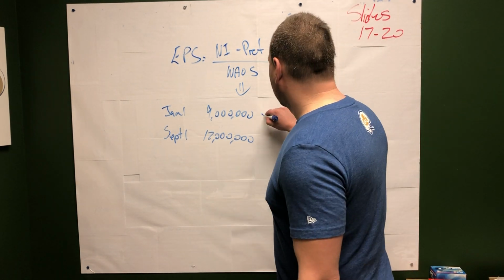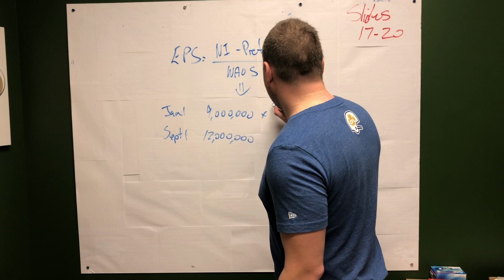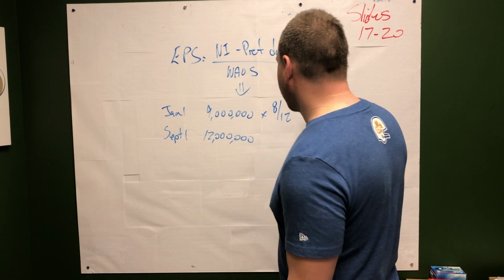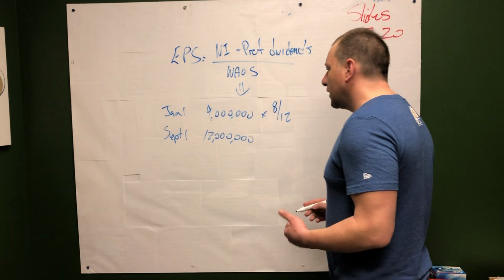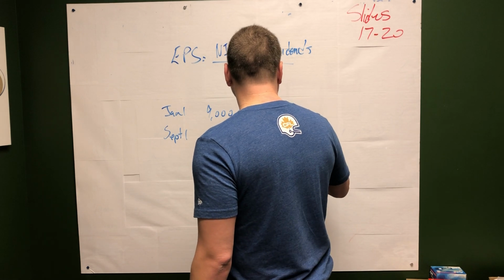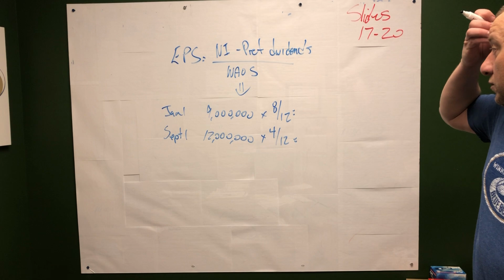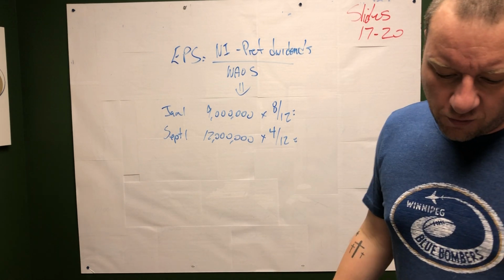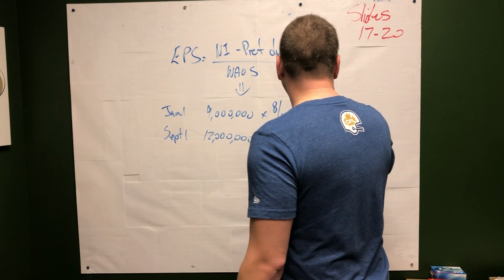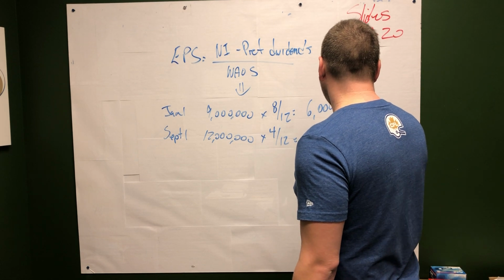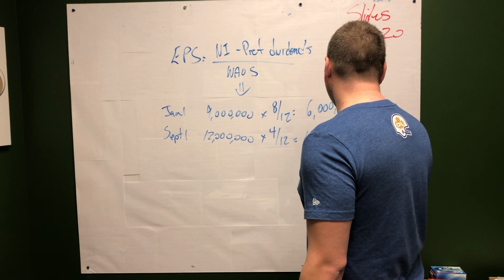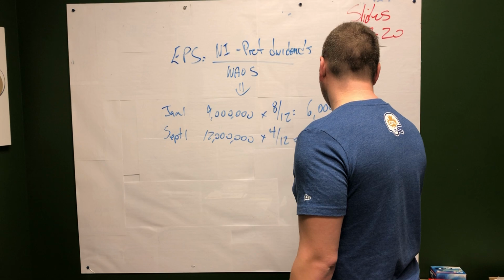Okay, so for 8 of the 12 months, we had 9 million shares outstanding. And for 4 of the 12 months, we had 12 million shares outstanding. So you cross multiply, you get 6 million, 4 million. So our weighted average is 10 million shares.